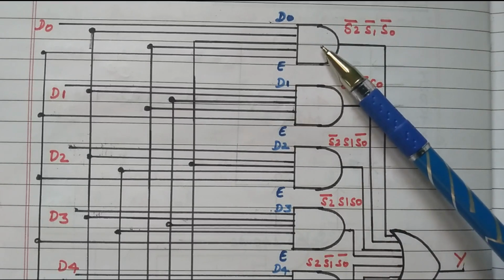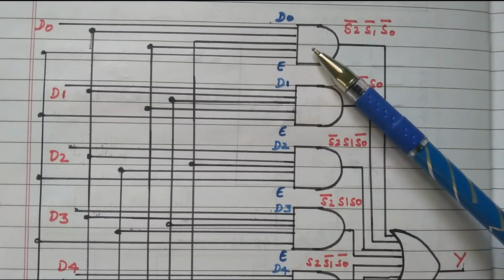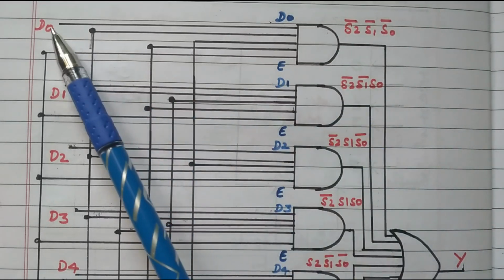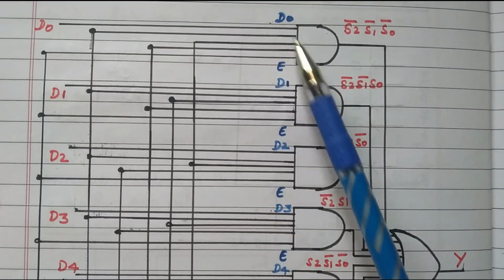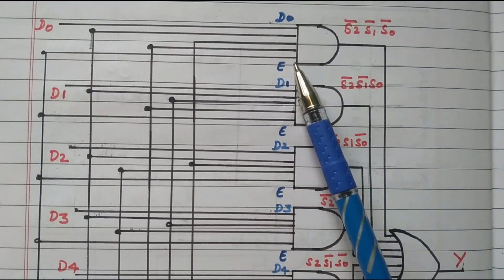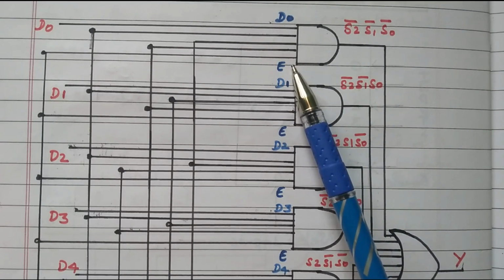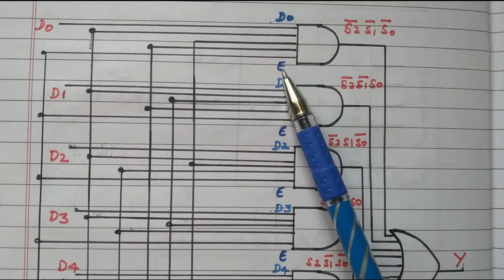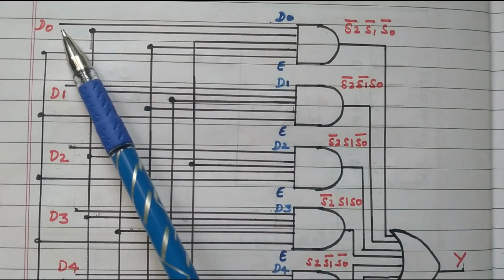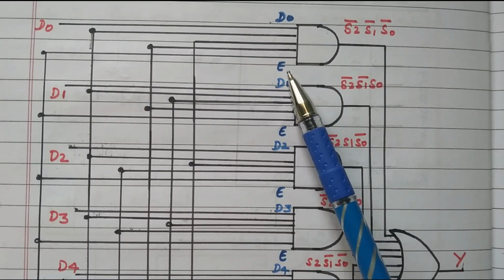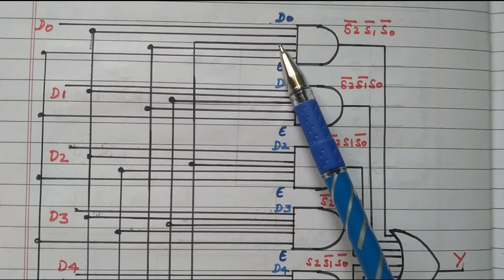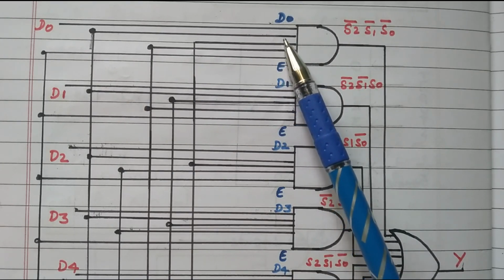So what we have, there are 8 AND gates available. Because of 8 inputs, 8 AND gates are available, right? In these 8 AND gates, one of the inputs is D0, the data line. Another input is the enable line. If enable is 1, then only the circuit will work. If enable is 0, the output will be 0, because in an AND gate, if any one of the inputs is 0, the output is totally 0. So the enable should be 1, right? So one input is the data line, D0. The second input is the enable input. The other 3 inputs are the selection lines, S0, S1, S2, right? How the selection lines are connected, we'll see that.